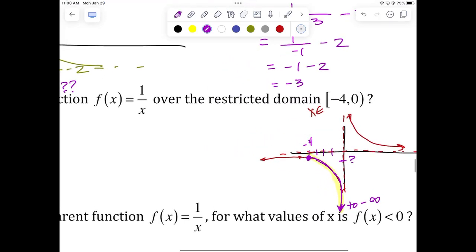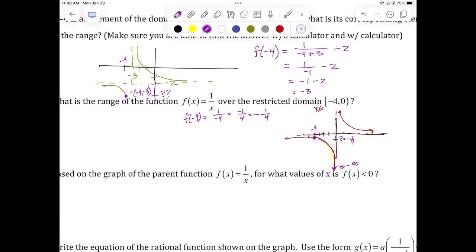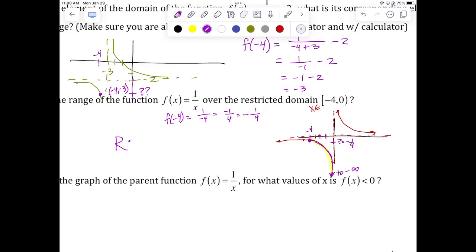Plug and chug, right? So let's show that over here. F of -4 is equal to 1 over -4, which is the same as -1 over 4, which is the same as -1/4. The whole fraction's negative. Either the top's negative, the bottom's negative, or the negative's up front. That's the y value there. It equals -1/4. So if I'm trying to write the range on the restricted domain, is it going to be y epsilon? Is it -1/4 to negative infinity? Question mark.